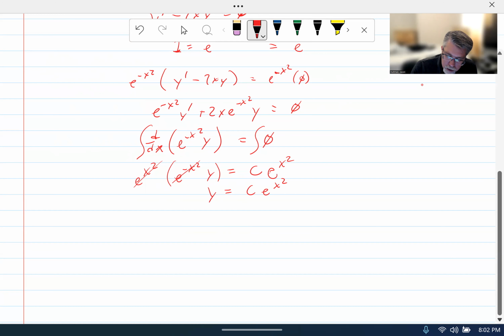And so we're going to write that as our kernel. So the kernel of L is equal to c e to the x squared, okay, where c is an element of the real numbers.